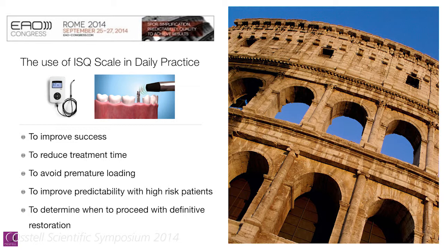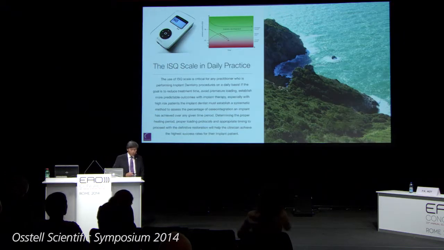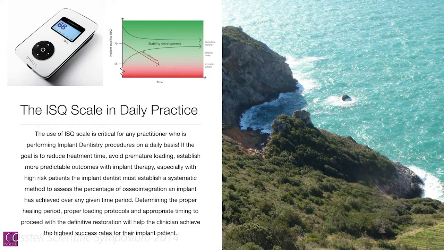I use it to improve predictability with high-risk patients. And I use it to determine when to proceed with the definitive restoration. This entire list is used to improve the success rate overall, long-term wise, for our patients. If you in the audience really want to be critical as far as improving the outcomes for your patient, then you have to use some objective way to determine when that implant has achieved biologic stability.